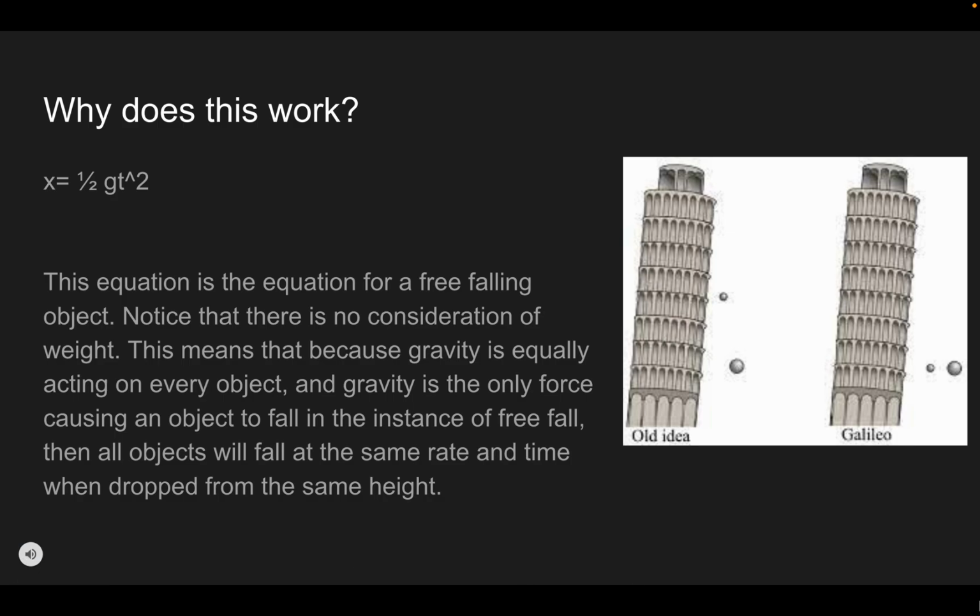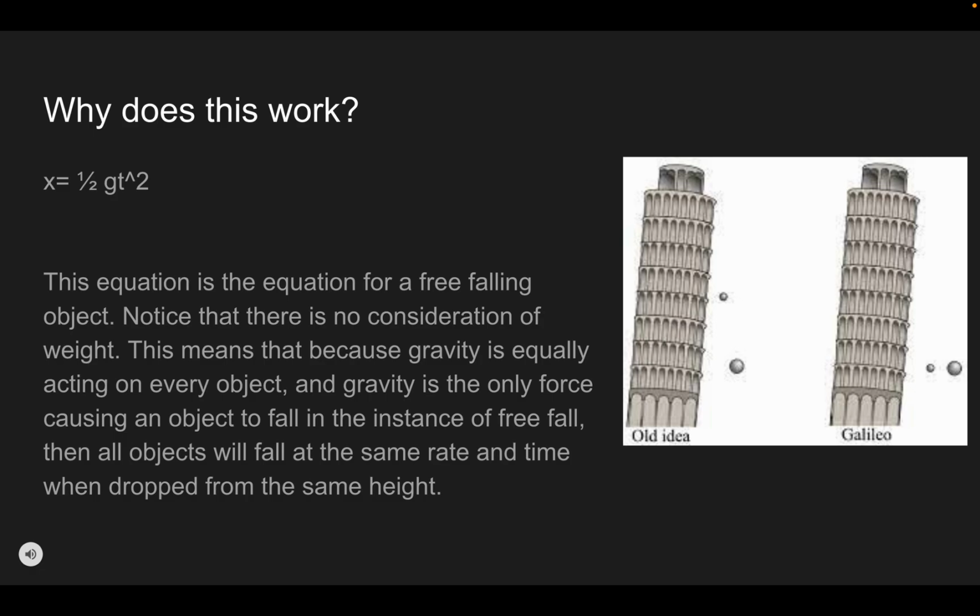Now that we've thought about it a little bit more, next we can ask the question, why does this work? If you'll notice here, x equals 1/2 times gravity times time squared. This is the equation for a free-falling object. Notice there's no m for mass. Because gravity is equally acting on every object and is the only force causing an object to fall in a free fall, all objects will fall at the same rate and time when dropped at the same height.